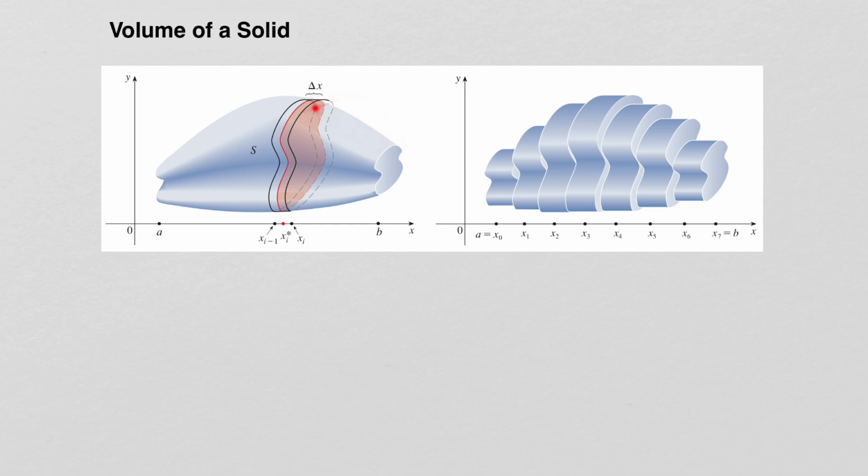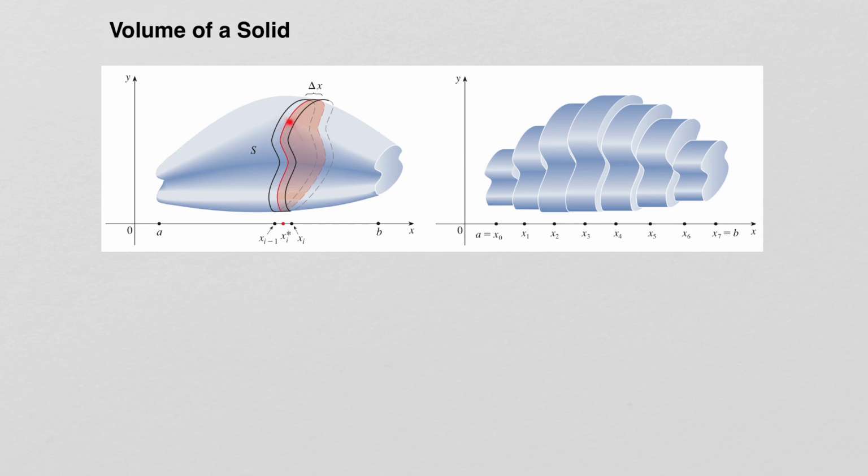We have some sort of a solid shape here, and it runs along the x-axis from x equals a to x equals b, and we want to find the volume of this solid. So what we're going to do is take a slice of this volume, perpendicular to the x-axis, and when you take that slice, you will get a piece of the solid, almost like a piece of bread, and let's assume that we can find the area of that shape, the cross-sectional area.